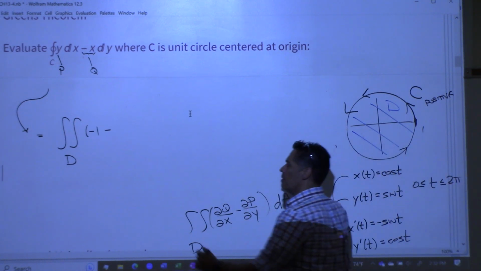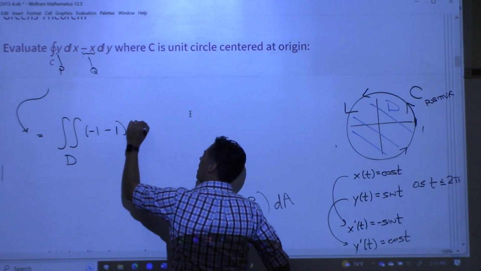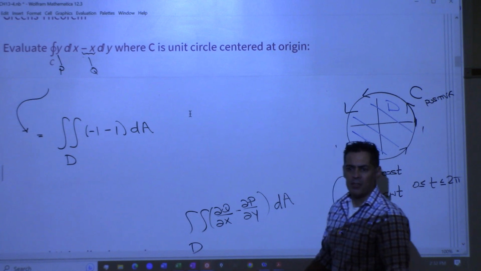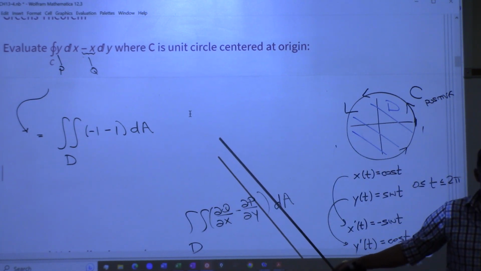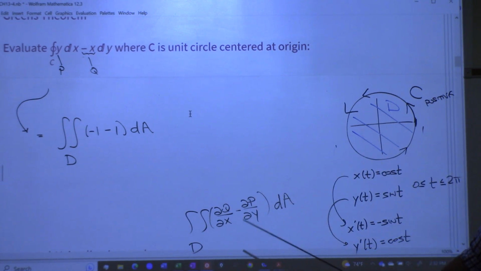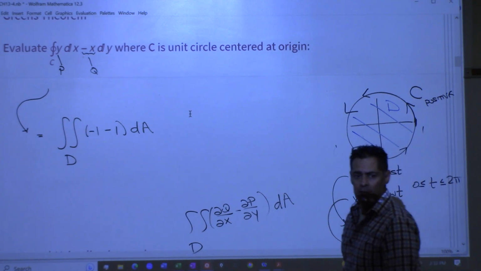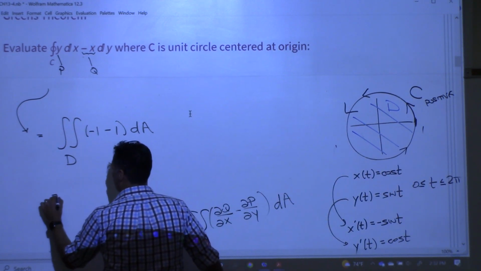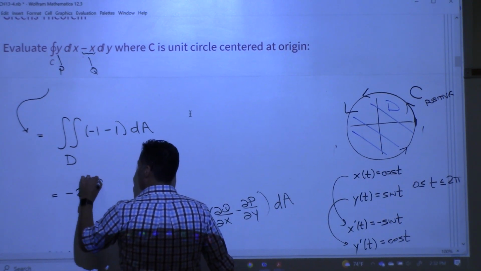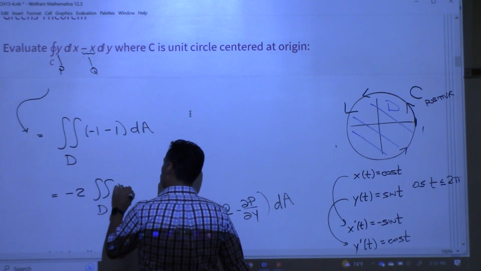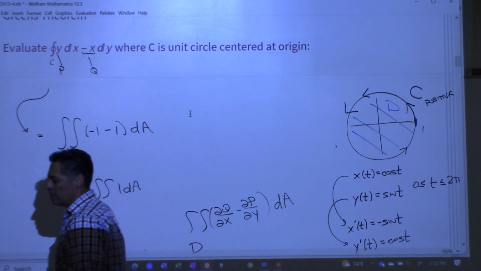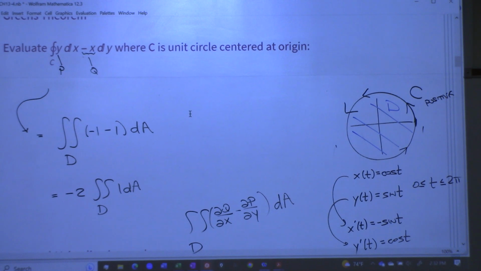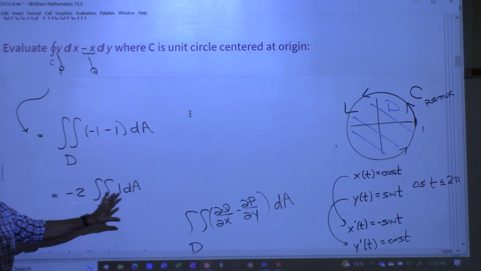Minus 1 dA. Did y'all see where those came from? No questions? Sure? That's just negative 2, isn't it? That can come out. Watch this. This is the beautiful part right here. Negative 2 times this. Go back and think about double integrals.